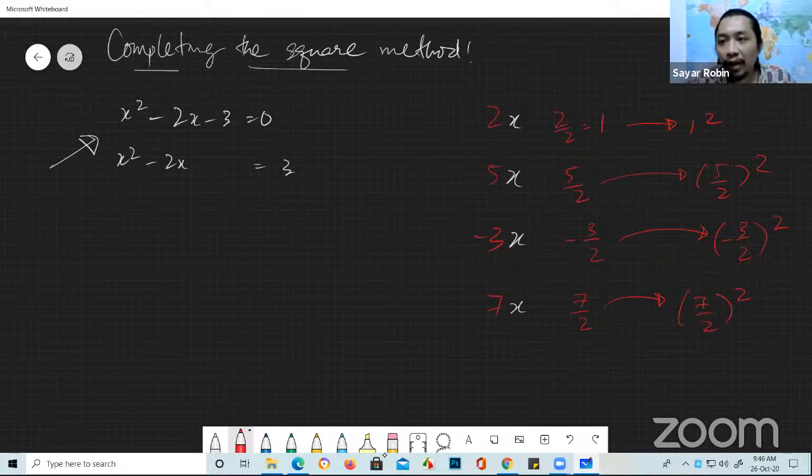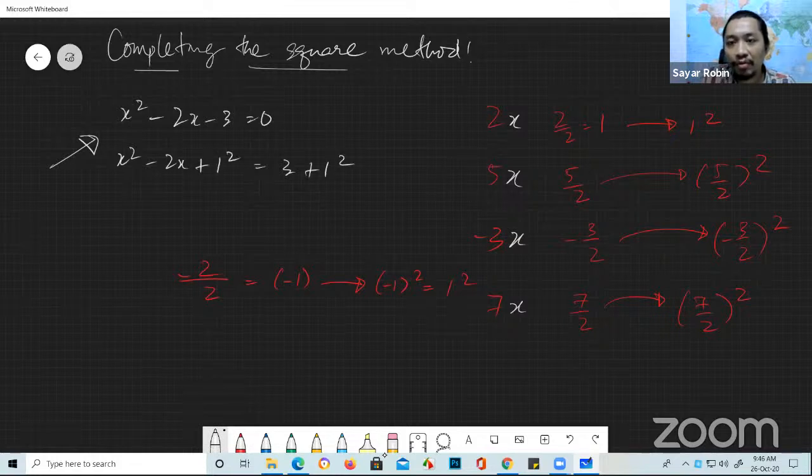Okay, in this equation, everybody, you see the coefficient of x is equal to -2. You can say -2 is divided by 2. That's going to be -1. Okay, -1 must be raised to the power 2. So that's going to be +1 squared. You can directly write down here +1 squared and then +1 squared.